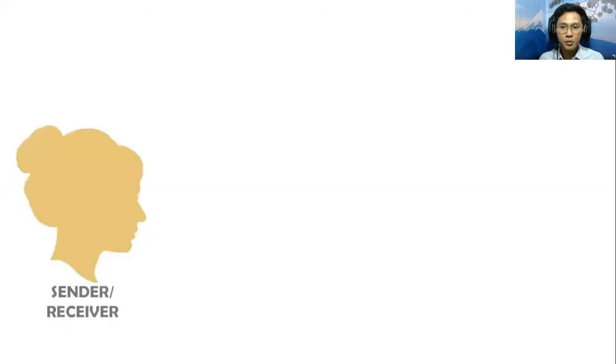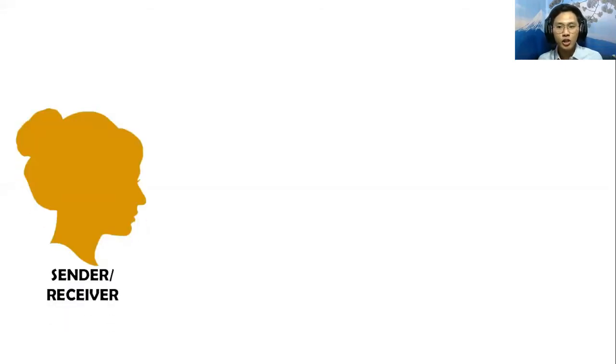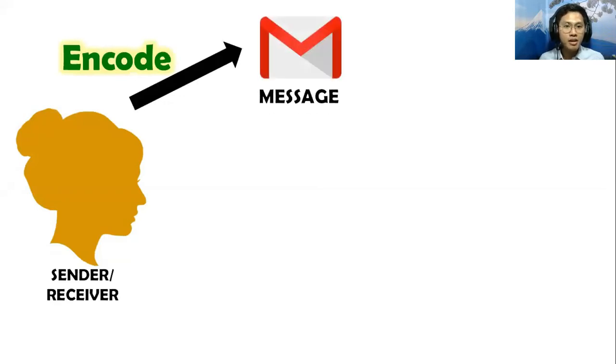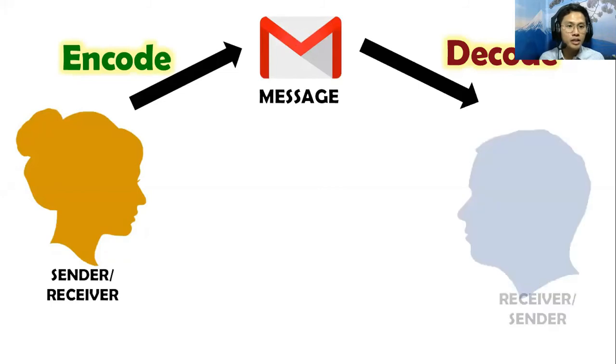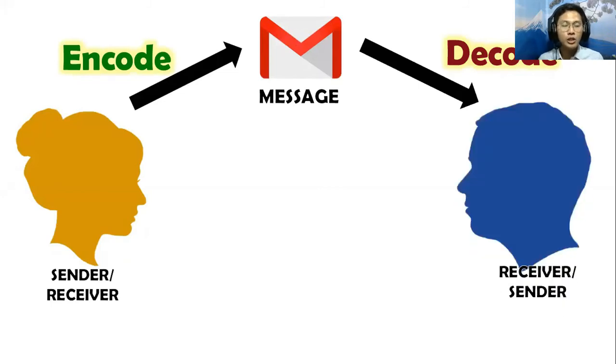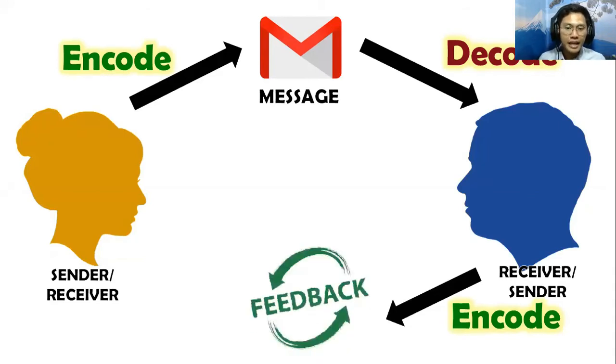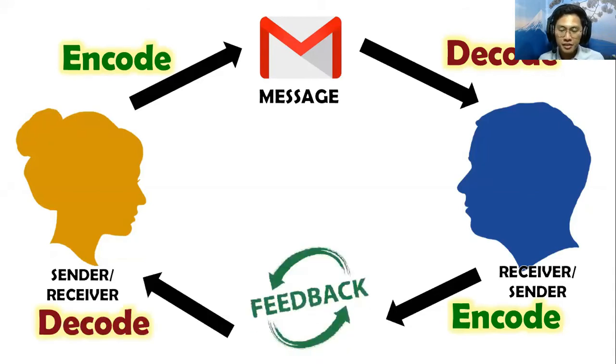So first, we have the sender, who will also act later on as a receiver. Then the sender will now encode the message. And then after sending the message, the encoded message will be decoded by the receiver, who will later on act as a sender as well. And then after decoding the message, the receiver will now act as a sender, and he or she now will encode the feedback. And then after sending this feedback, the sender-receiver will now decode this feedback. And then it will become a process.